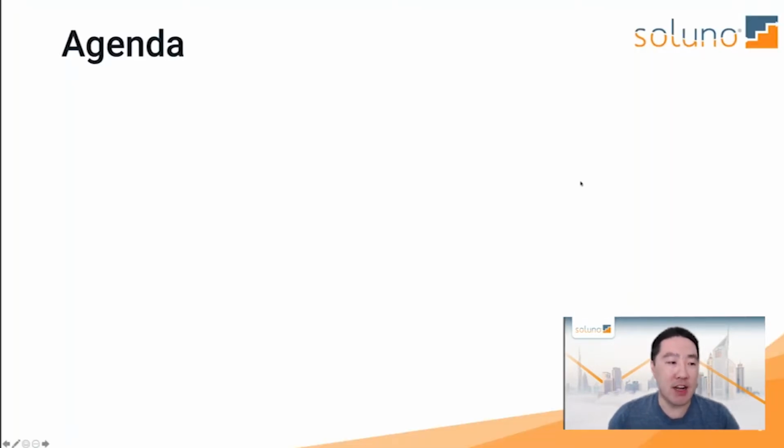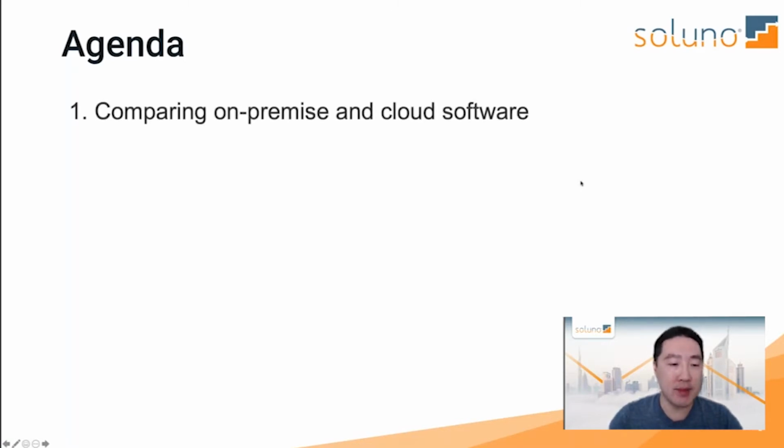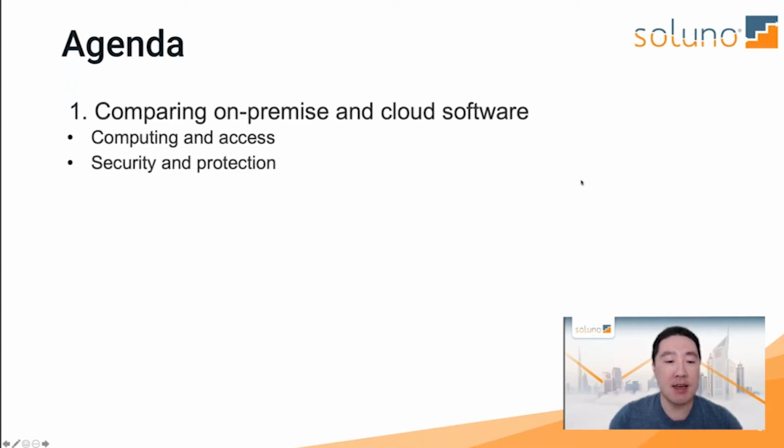On today's agenda, we'll be going through a comparison of some of the key differences between on-premise and cloud-based software. Topics will include the difference in computing and access, security and protection, how the software is distributed, and the total cost of ownership between the two.